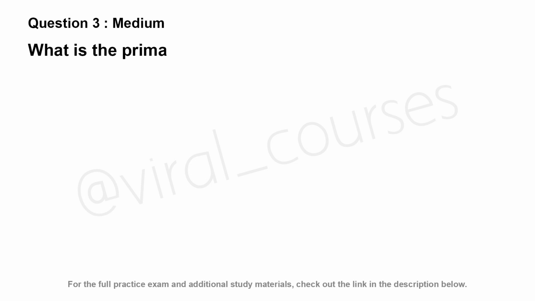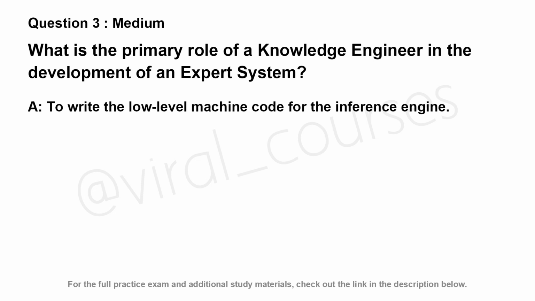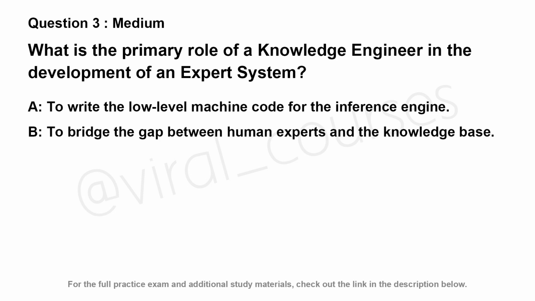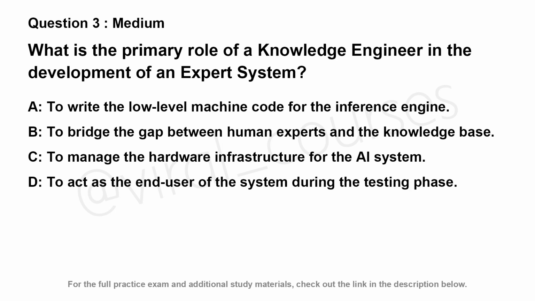What is the primary role of a knowledge engineer in the development of an expert system? Option A, to write the low-level machine code for the inference engine. Option B, to bridge the gap between human experts and the knowledge base. Option C, to manage the hardware infrastructure for the AI system. Option D, to act as the end user of the system during the testing phase.